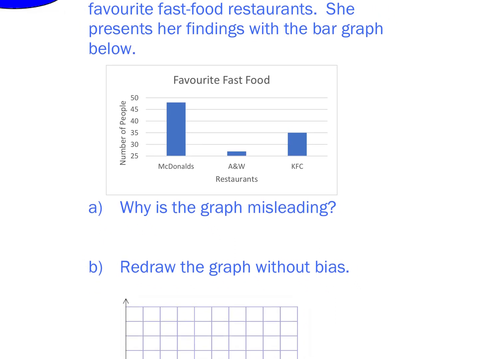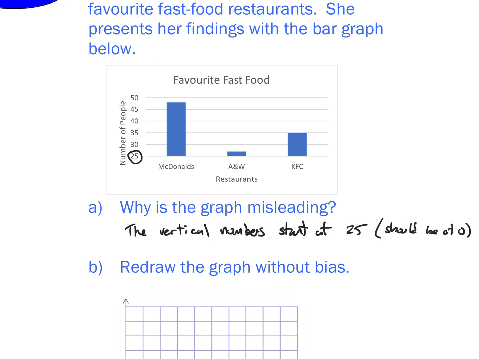The graph is misleading because the vertical numbers start at 25. They should start at 0. What does that do? Well, it makes people who go to McDonald's look like there's way more people that go to McDonald's than go to KFC. And like everybody goes to McDonald's compared to the few people that go to A&W.